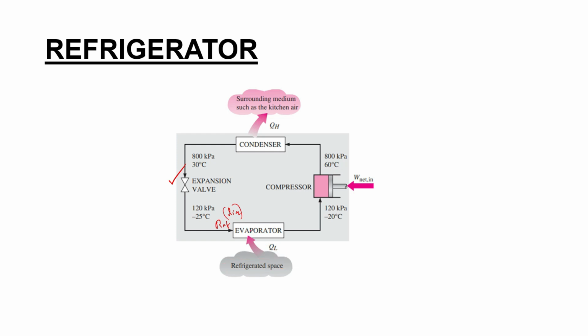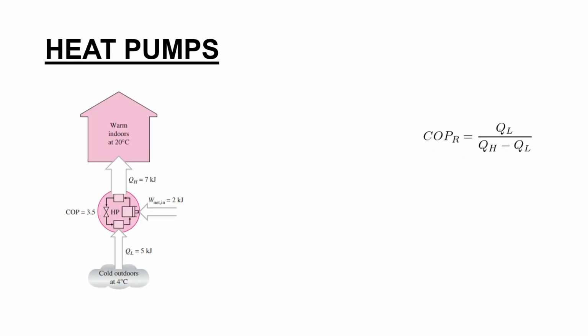When it absorbs heat, the liquid refrigerant will be converted to vapor, and this vapor is passed through a compressor where it will be compressed. That means you are supplying the work. It will be heated to a high temperature and pressure, and then it passes through a condenser where it releases heat QH to the surrounding medium such as kitchen air. Then it passes through the expansion valve where the pressure is reduced and it becomes a liquid refrigerant, and then enters the evaporator. So this is how a normal refrigerator works. It's a vapor compression system. Here W net in is equal to QH minus QL.